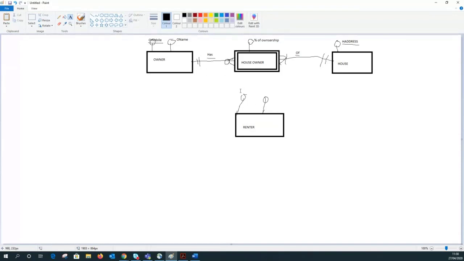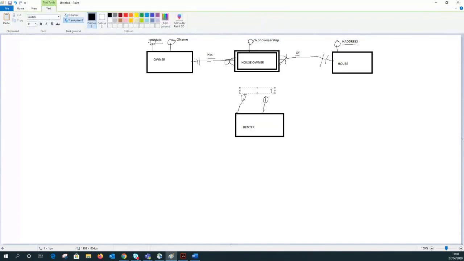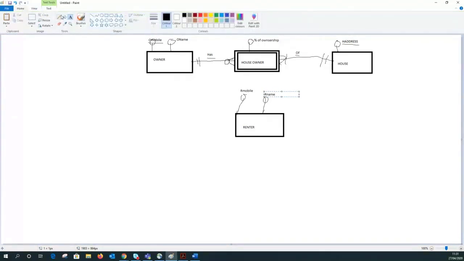So what are the attributes? We have the mobile phone, so this is the renter's mobile, R mobile. I just put R mobile. And then we have the renter's name, so R name. So the primary key is definitely renter's mobile.